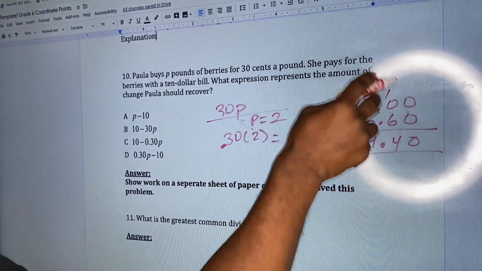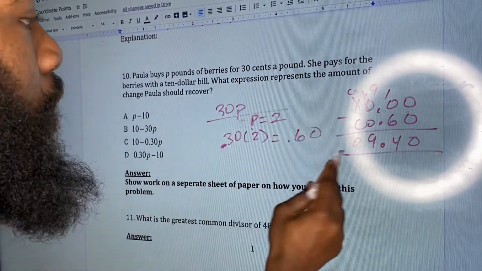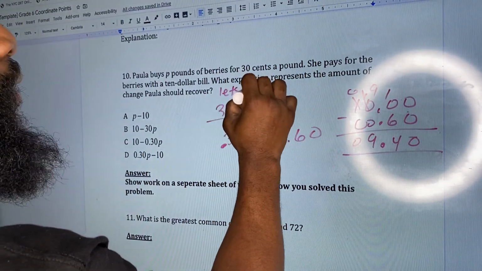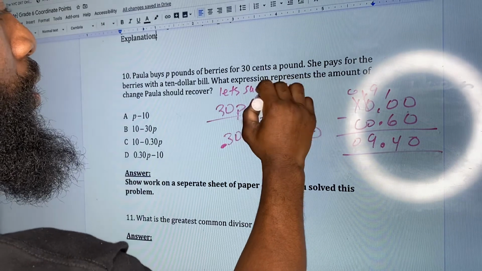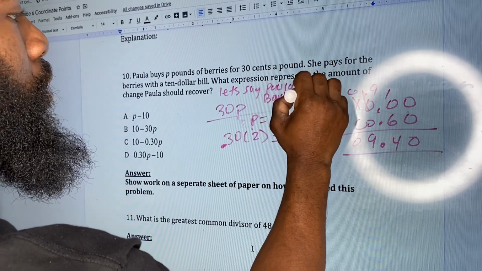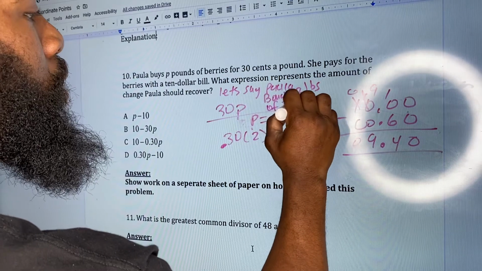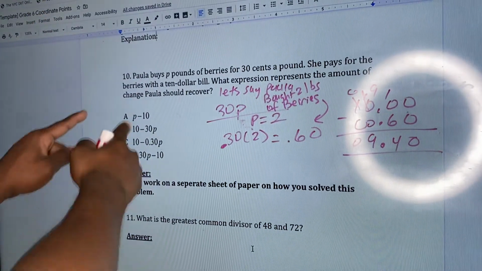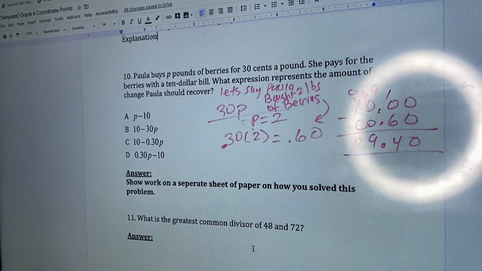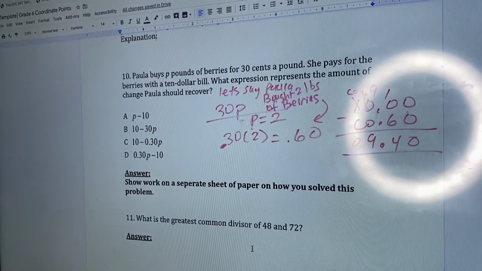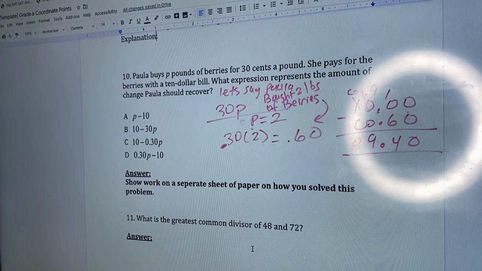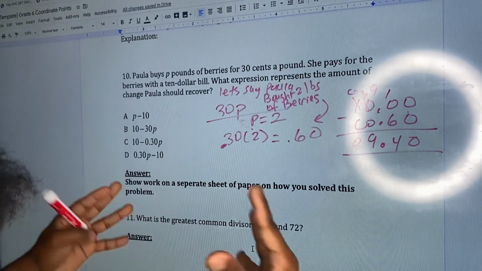So which expression here represents this work? I just gave you an example. Which expression represents this situation here? And number 11, I'm going to leave you by yourself for that one. If you don't understand anything, just Google it. Just Google it. That's why we have this here.